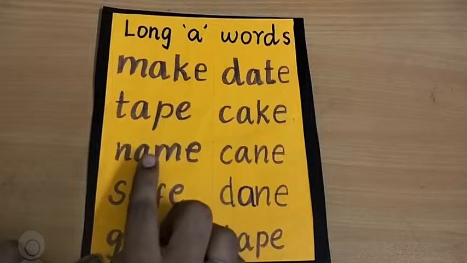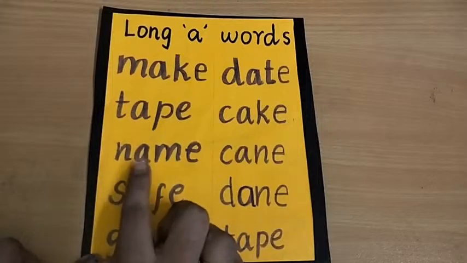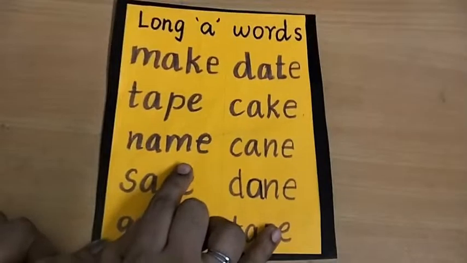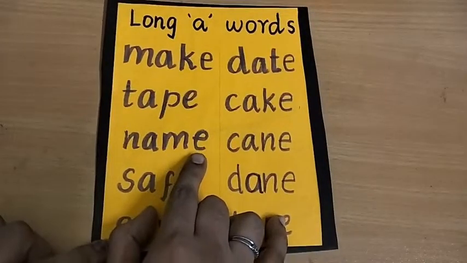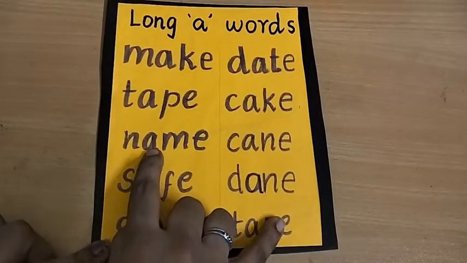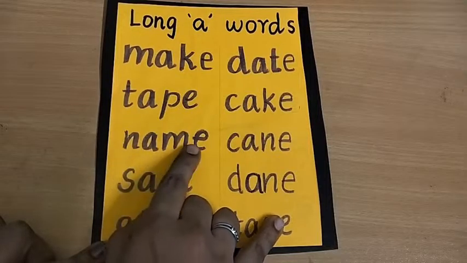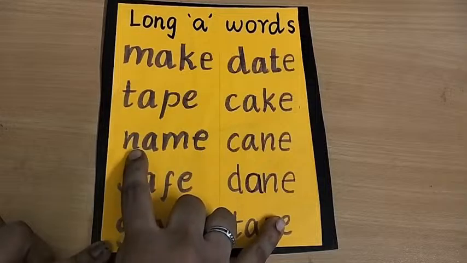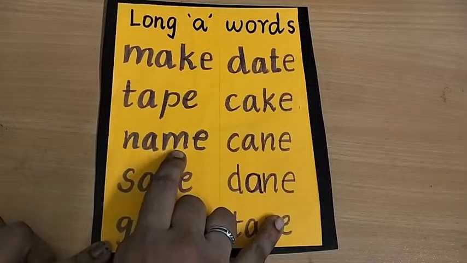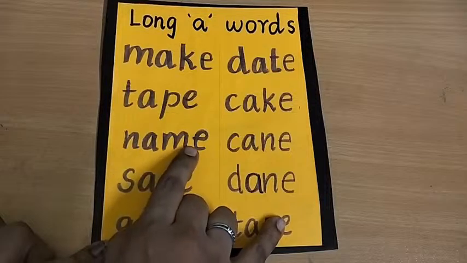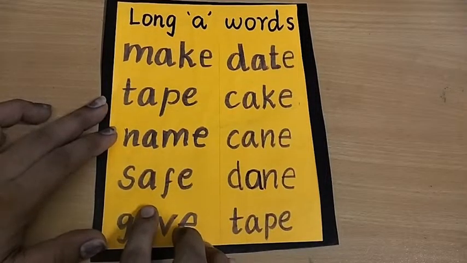The next one is the third word. Here also it is in the same case, that is you have E at the end. So the vowel takes its own sound. N, A, M. Name. Okay. N, A, M. Name.